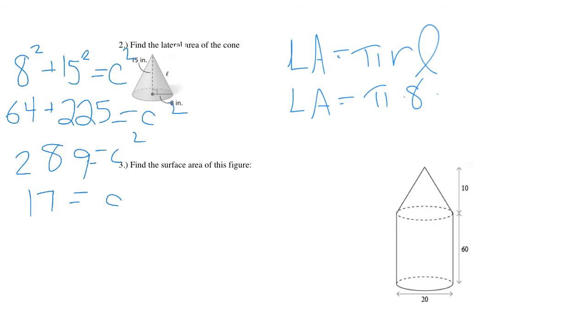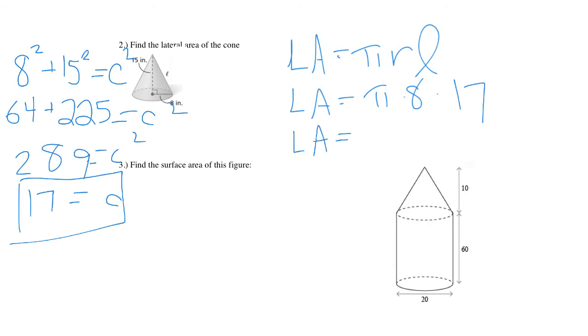Some of you might recognize that as a Pythagorean triple. 8, 15, 17 is one of those. If you knew that without having to do any work, you can use that. All right, so the lateral height is 17, so we go back to our formula. It was pi times the radius of 8 times the lateral height of 17.